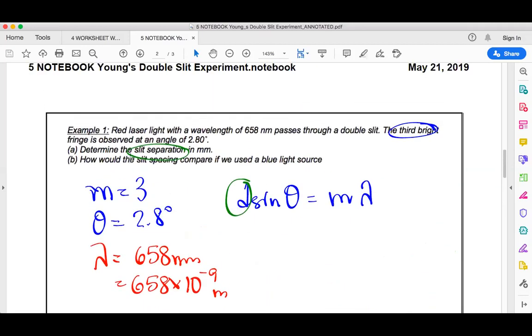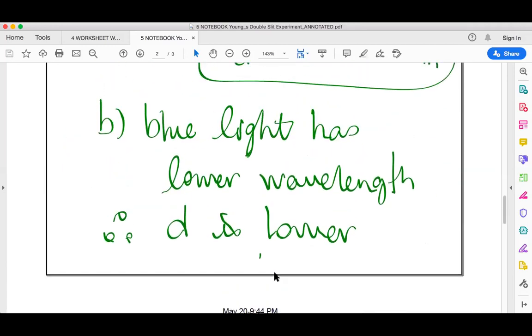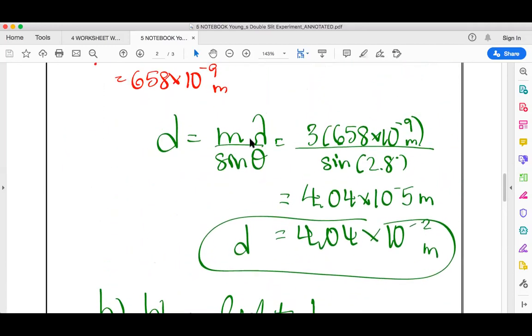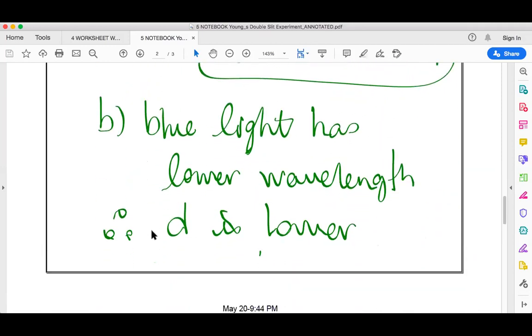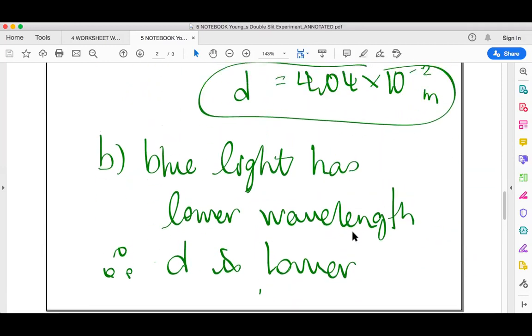And then it says, how would the slit spacing compare if we used a blue light source? Blue light has a lower wavelength. So if we put in a lower number here, we're going to have a lower slit spacing.